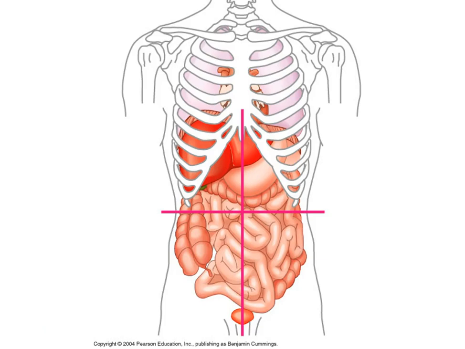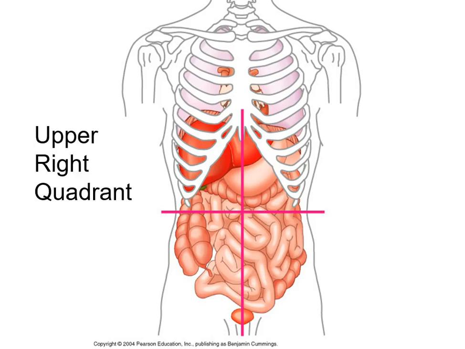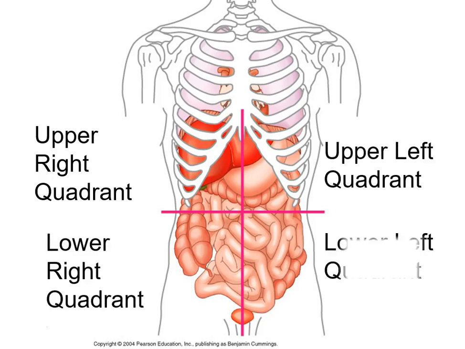Let's do the quadrants first. We just simply divide it into four equal parts. This would be the upper right quadrant. Remember, switch your right and left when you're looking at a picture. It's like if you turned yourself around and laid down on the page. That's the right side. Upper right, upper left, lower right, lower left quadrant. So if my appendix was inflamed, I'd be having pain in my lower right quadrant.